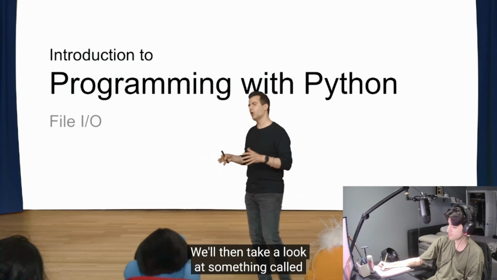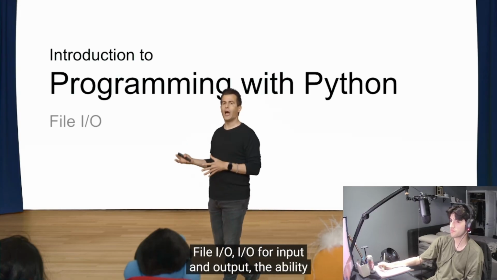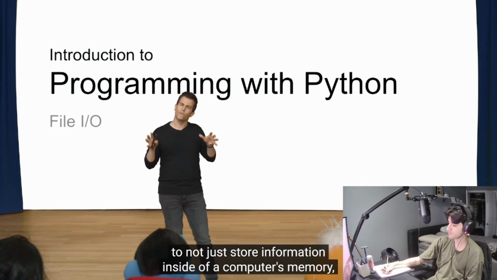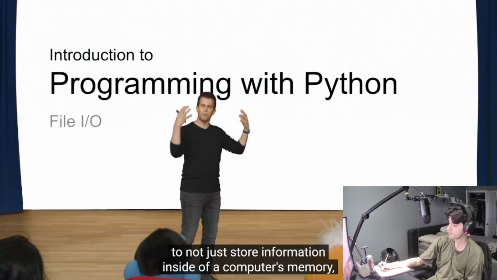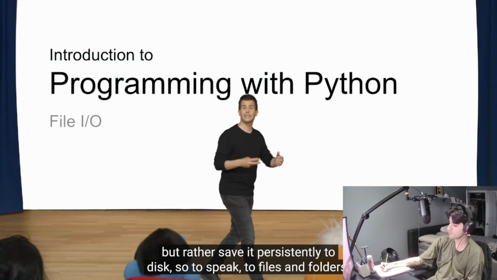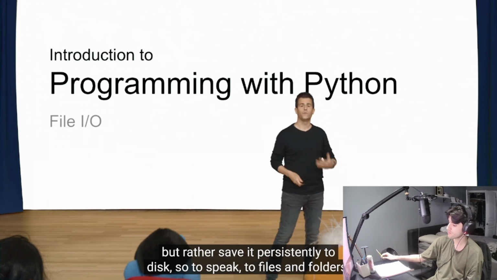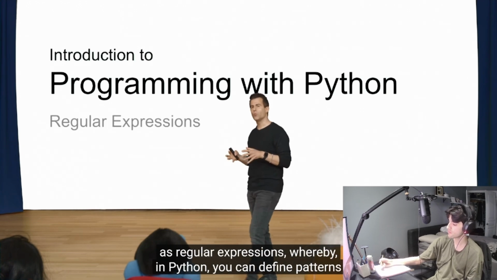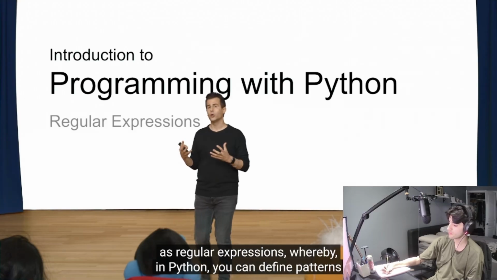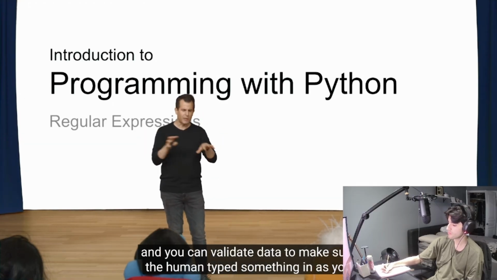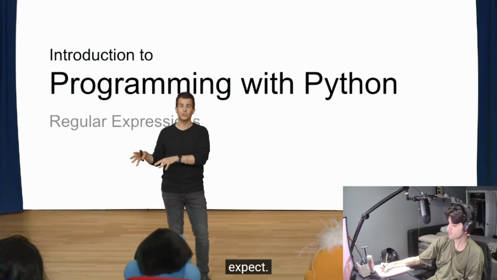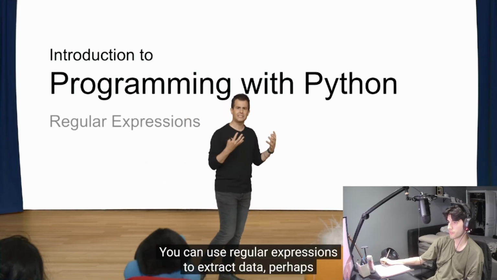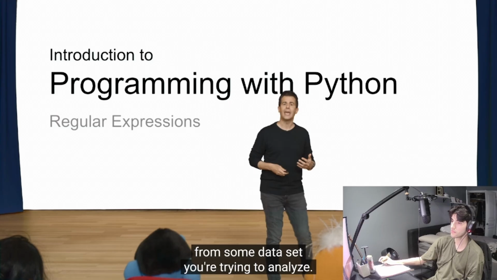We'll then take a look at something called file I/O, I/O for input and output, the ability to not just store information inside of a computer's memory, but rather save it persistently to disk, so to speak, to files and folders. We'll then take a look at another technique known as regular expressions, whereby in Python you can define patterns and you can validate data to make sure the human types something in as you expect. You can use regular expressions to extract data, perhaps from some data set you're trying to analyze.